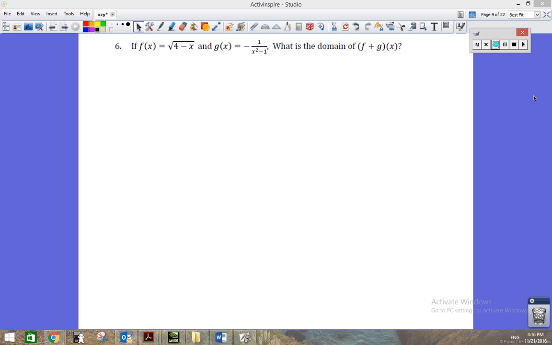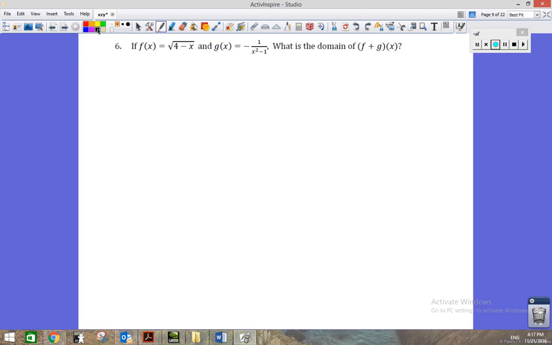Here in problem number 6, it gives me two functions, f and g. Surprisingly, it does not ask me to come up with the equation for the new function. It just wants me to come up with the domain of this new function. So I can use the domain of f and the domain of g, the two functions that created this new function, to find the domain. I can take the domain of f and intersect it with the domain of g, and that'll be the domain of this new function f plus g.